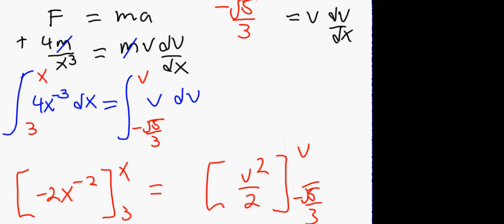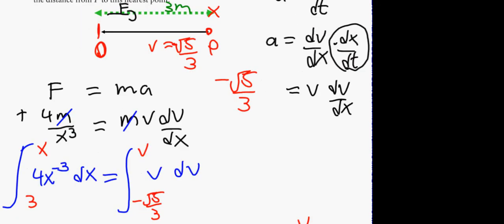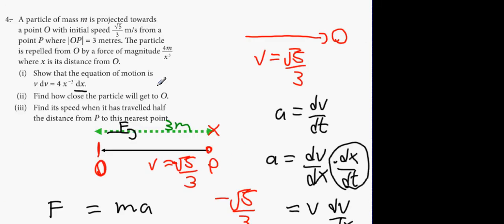Now, did I prove the first part? I did prove the first part, by the way. That was proved back there. Okay. Find how close the particle will get to O. To find out how close we'll get to O, what I'm first going to do is get phi in terms of x.